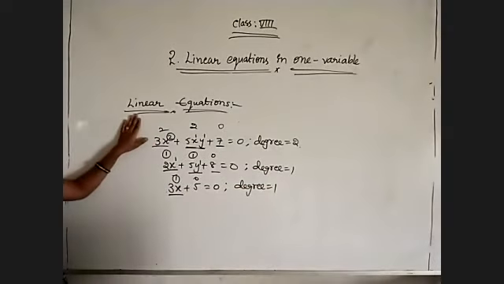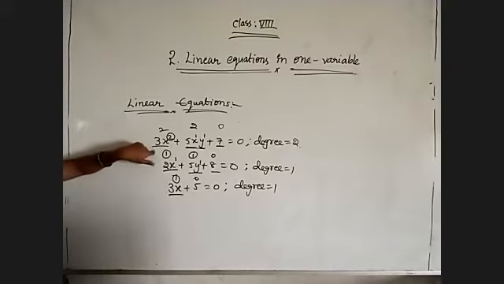Linear equations are nothing but the equations which have degree 1. So coming to the first equation, the degree of the equation is 2, so it is not a linear equation. If the degree of the equation is 2, it is known as a quadratic equation. Okay, leave that one for now. Linear equations, types of equations.